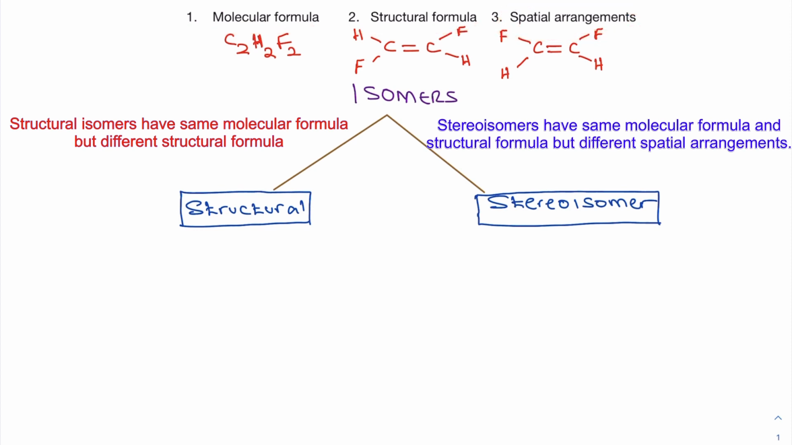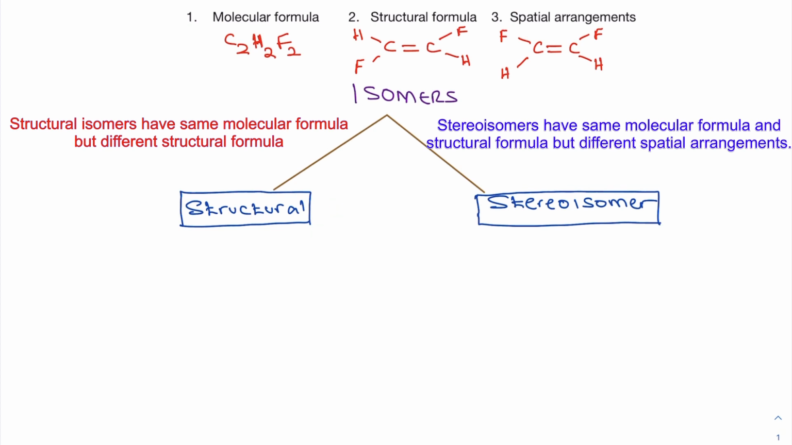So here's an example of a stereoisomer, because this is the molecular formula and the structure is the same. That structural formula is the same as the structural formula for that, but there's a different spatial arrangement. This one here is different from there, in a different position in space. And that's what we mean by spatial arrangement. So stereoisomers have the same molecular formula, same structure, but different spatial arrangement.